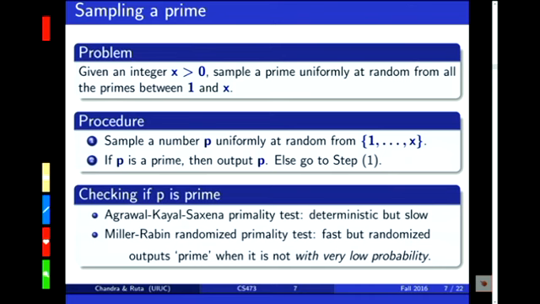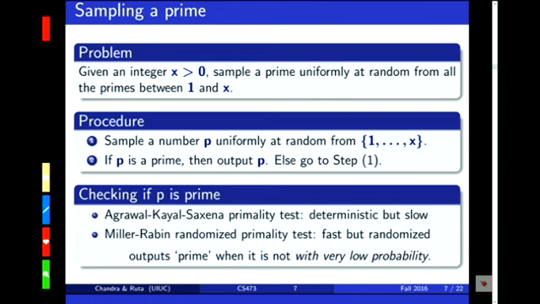I don't want to get stuck here. So suppose you can do this checking: given a number, you can check whether it's prime or not somehow. Now I want to ask about the correctness of this algorithm, like you pointed out, why it will give me a prime which is picked uniformly at random. And also the running time. Because the primes are sparse, in 1 to x there will be a very small number of primes. So how much time would the algorithm take in expectation?